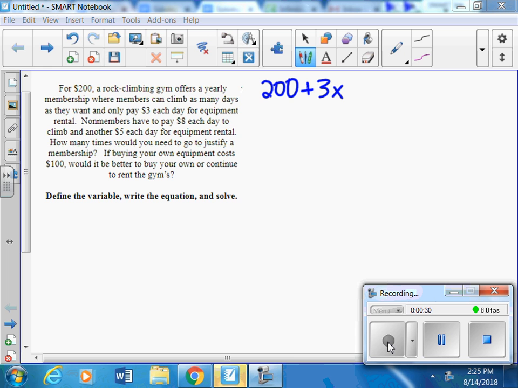And we need to identify the variable, so x will equal number of days at the gym. We're coming up with our equation. So if we're a member, it's $200 plus $3 per day. X is the number of days, 3 is the cost per day, and then 3 times X, all of that represents the money you spend in addition to the $200.